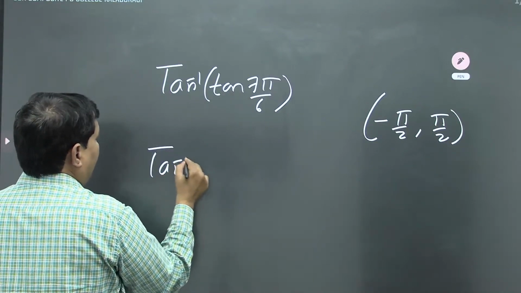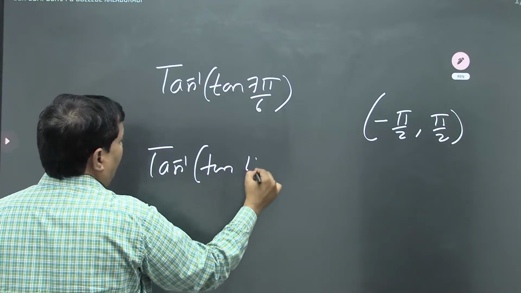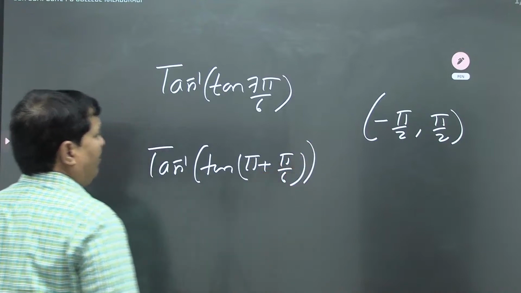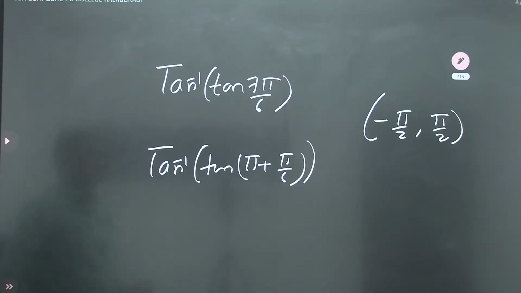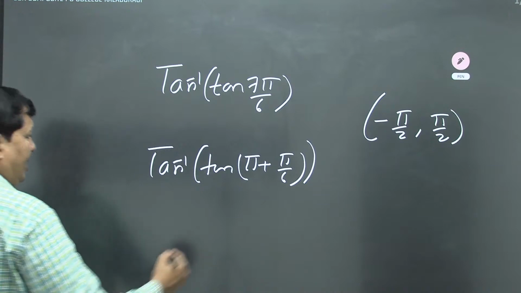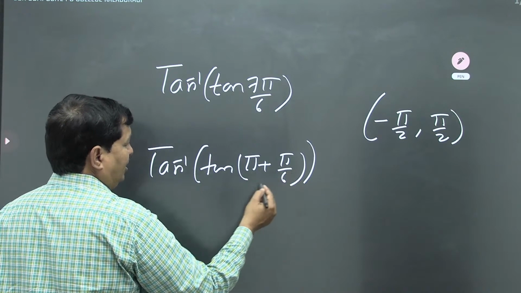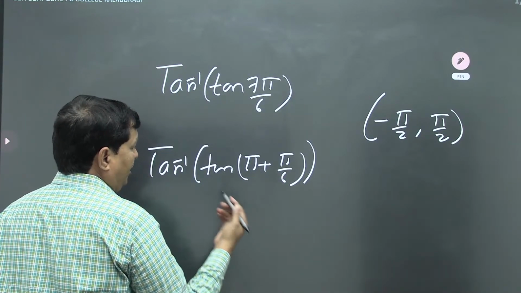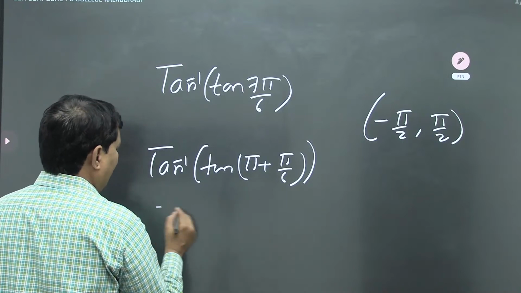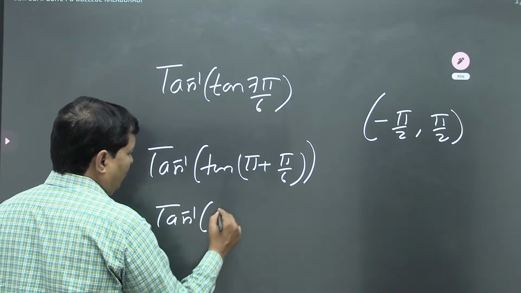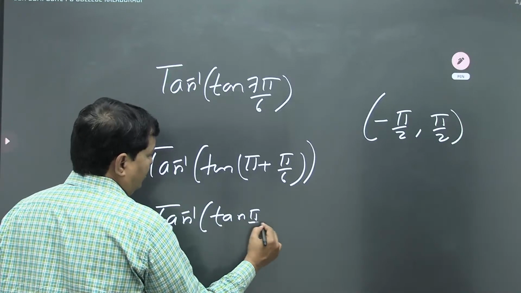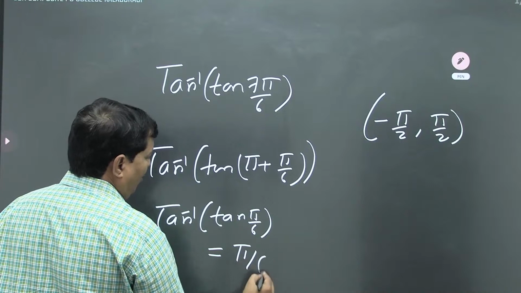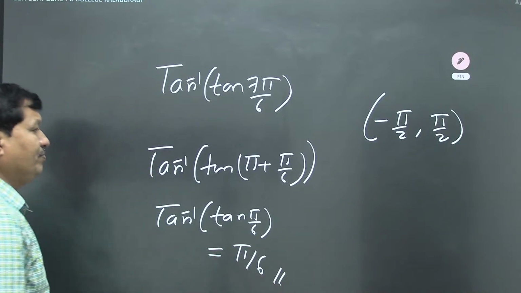Therefore, here tan inverse of tan of pi plus pi by 6. Why? 7 pi by 6 can be split as pi plus pi by 6. Again, you have to apply the allied angles, 180 plus theta. So 180 plus theta will come in the third quadrant. In the third quadrant, tan is positive. Therefore, directly it will become tan inverse of tan pi by 6. Now this pi by 6 lies between minus pi by 2 to plus pi by 2. Therefore, pi by 6 is the answer.